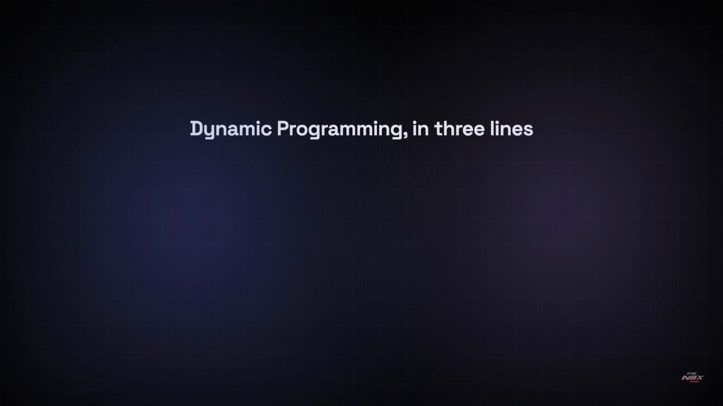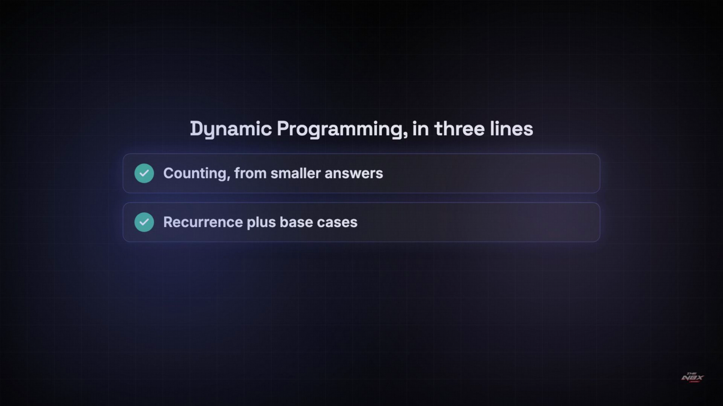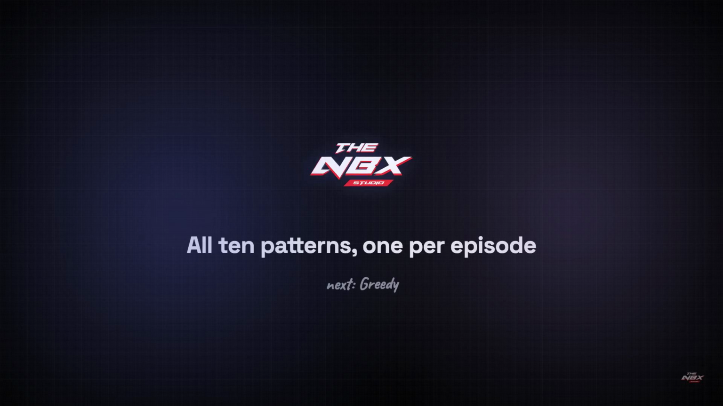3 things to take with you. The signal is counting or optimizing, built from smaller answers. You always need a recurrence and base cases, and neither one alone is enough. And the saving comes from solving each subproblem once, then only reading it. Next in the dojo is greedy, which is what you get when the locally best choice happens to be the globally right one, and no table is needed at all. Go and do climbing stairs first.